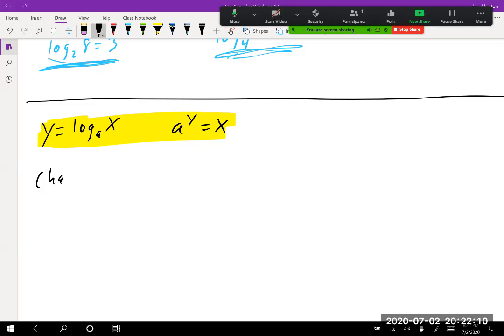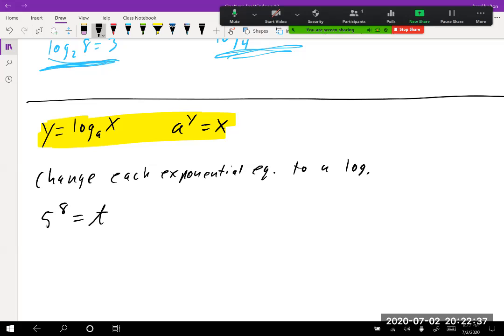and I can ask you to change each exponential equation to a log, or the equivalent log. So we have 5 to the 8 is equal to t. Sorry, it's not 1, that's t. 5 to the 8 is equal to t.